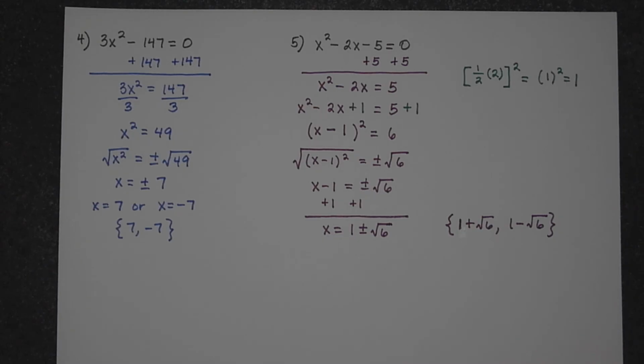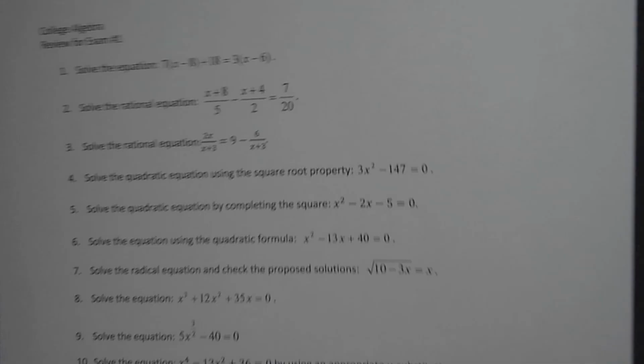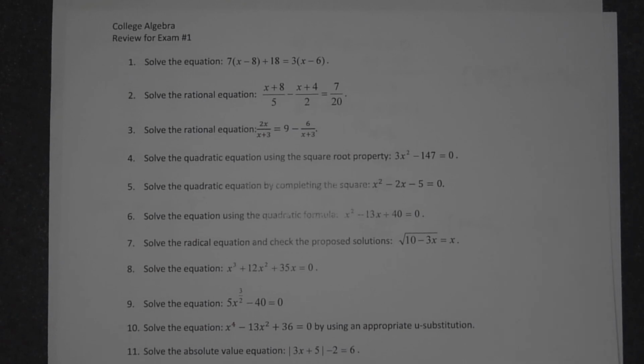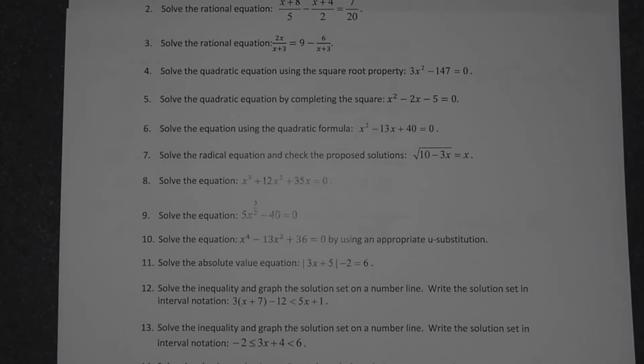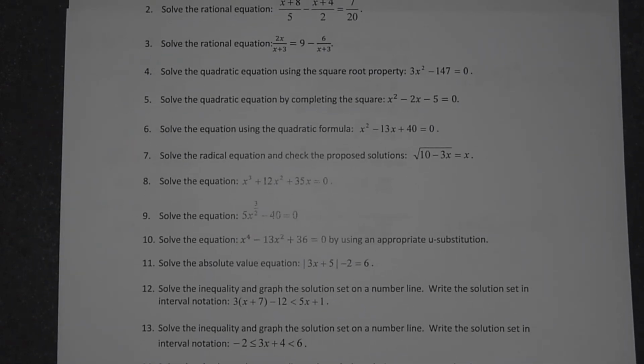All right, any questions about problem number 5? Okay, so make sure that you do follow the directions where it says solve by completing the square. Now, number 6 is solving the equation by using the quadratic formula. Okay, and in this case, you got x squared minus 13x plus 40 is equal to 0.